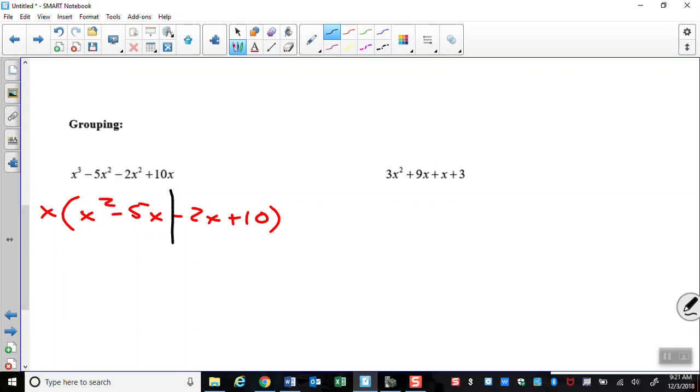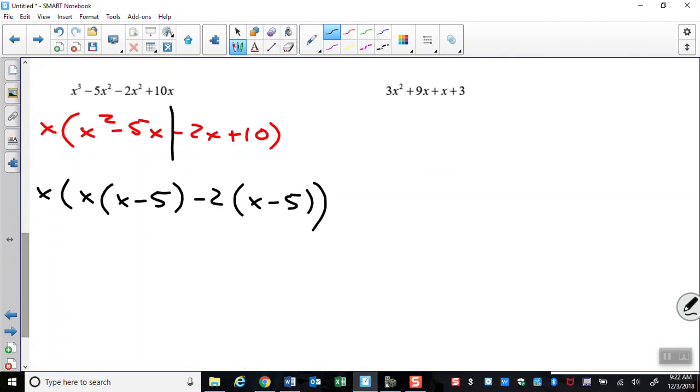All right, so remember we still have this x out here. I'm going to factor out an x on the inside. I got x minus 5. Factor out a negative 2 from the second part, and I'm left with x minus 5 here. All right, so this completely factored expression is going to be x times x minus 5 times x minus 2.